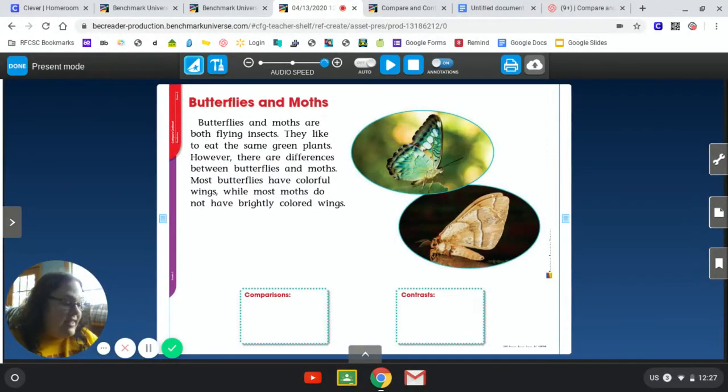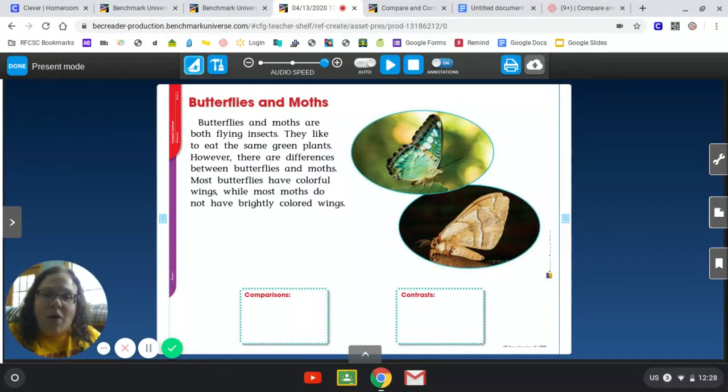We are going to continue talking about comparing and contrasting. We are also going to use the metacognitive strategy, determining text importance today. So let's go ahead and look at this text. I am going to read the text to you, and then we're going to talk about it a little bit. All right, here we go.